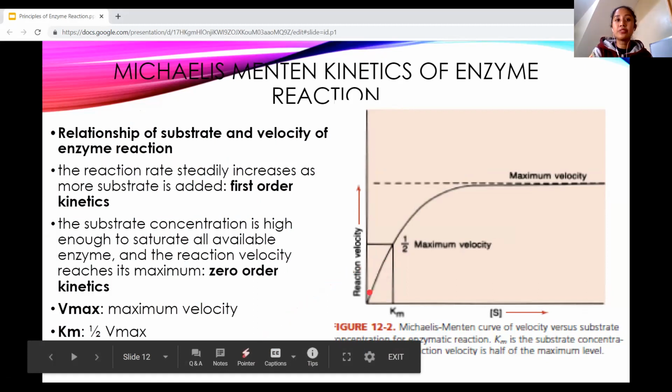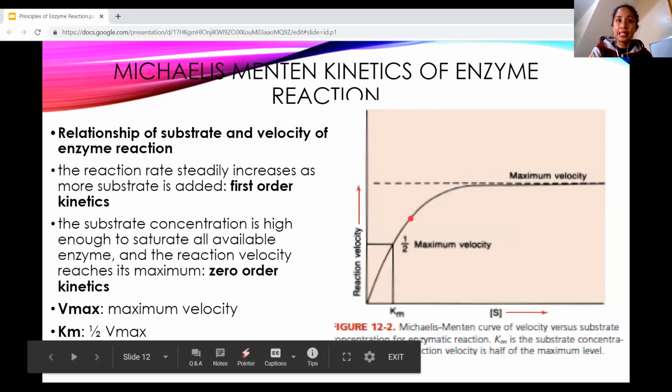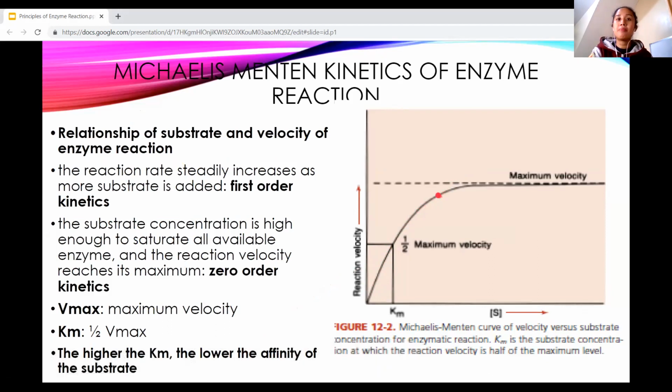Yan. So this is first order kinetics, itong first part na to. So first order kinetics, so the reaction rate steadily increases as more substrate is added. And class, at some point, you will reach your Vmax or your maximum velocity. You will hit itong line na to. You will hit a threshold. You will hit your maximum velocity. Ito na yung pinakamabilis, guys.